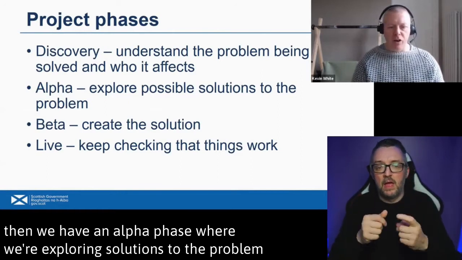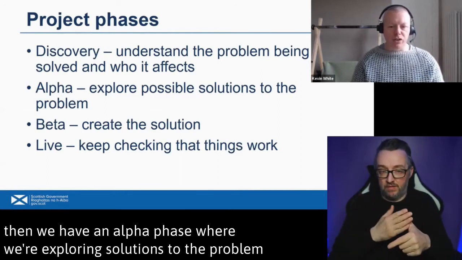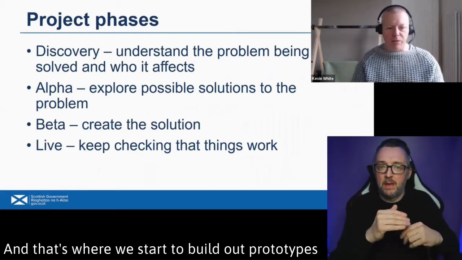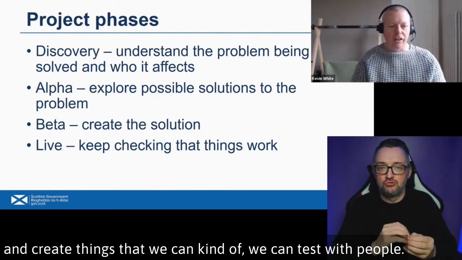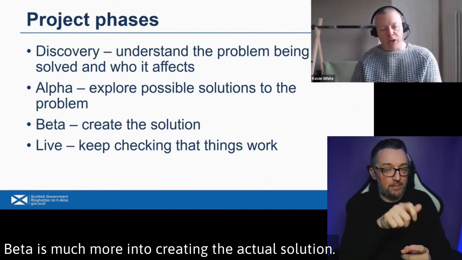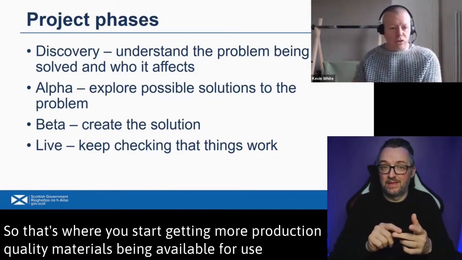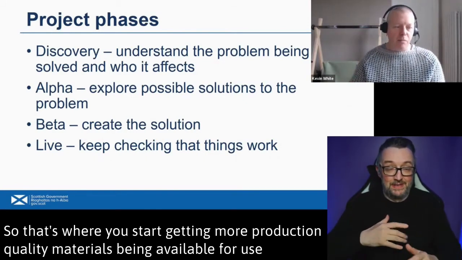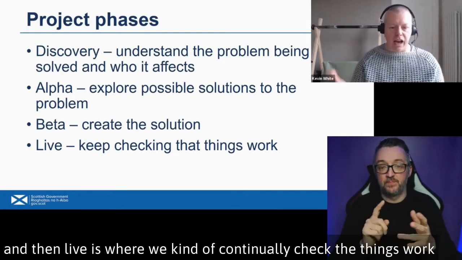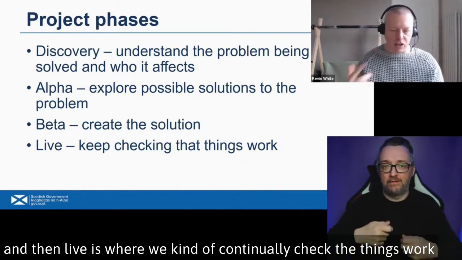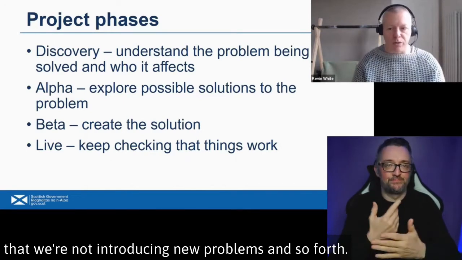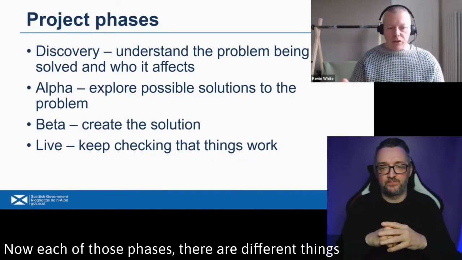Then we have an alpha phase where we're exploring solutions to the problem. That's where we start to build out prototypes and create things that we can test with people. Beta is much more into creating the actual solution. That's where you start getting more production quality materials available for use. And then live is where we continually check that things work, that we're not introducing new problems, and so forth.